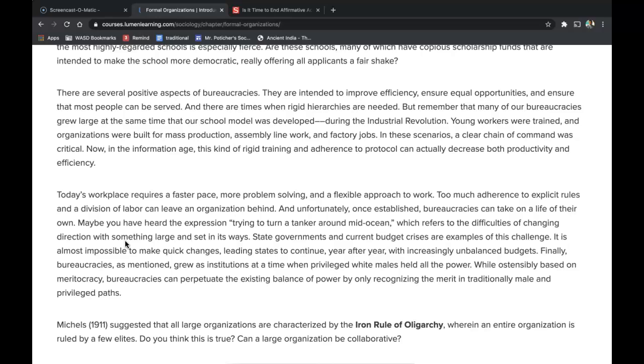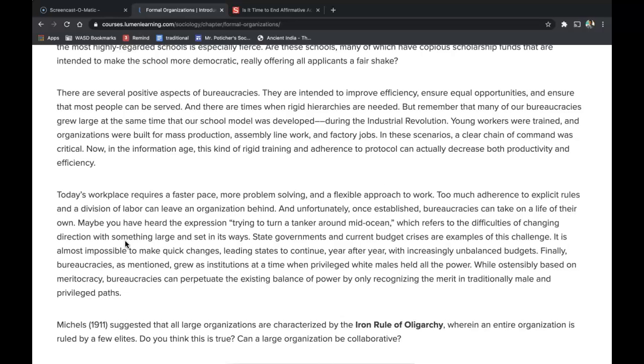But now in the information age, this kind of rigid training and adherence to protocol can actually decrease both productivity and efficiency. In fact, today's workplace requires a faster pace, more problem solving, and a flexible approach to work. Too much adherence to explicit rules and a division of labor can leave an organization behind. And unfortunately, once established, bureaucracies can take on a life of their own. Maybe you've heard the expression, trying to turn a tanker around mid-ocean, which refers to the difficulty of changing direction with something large and set in its ways.